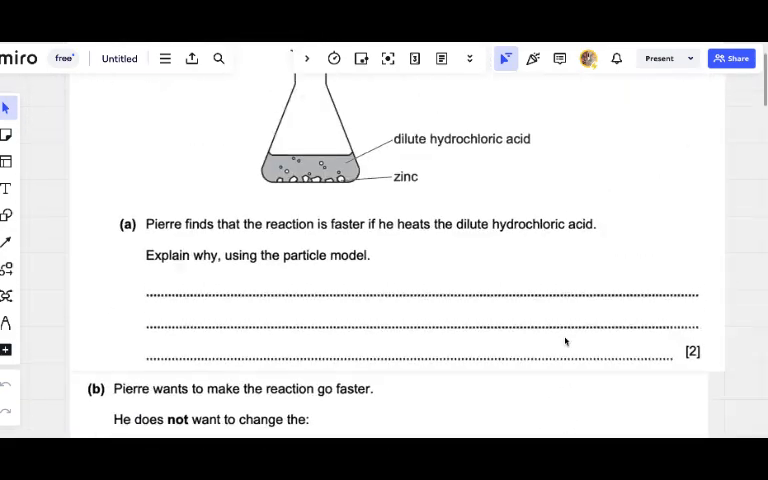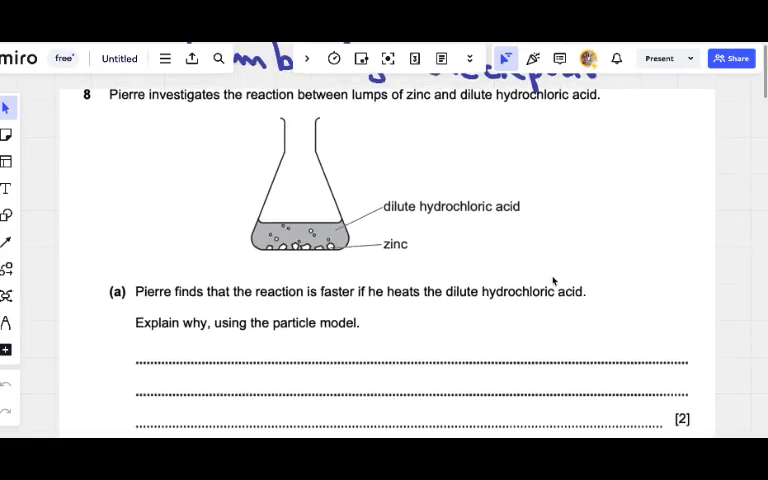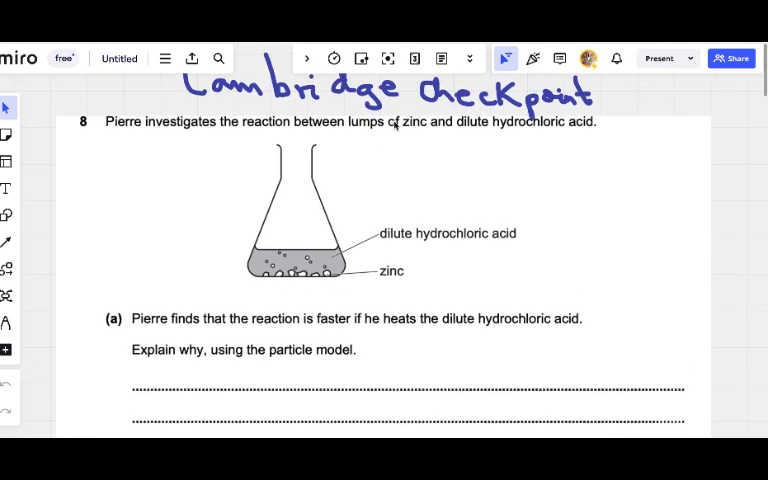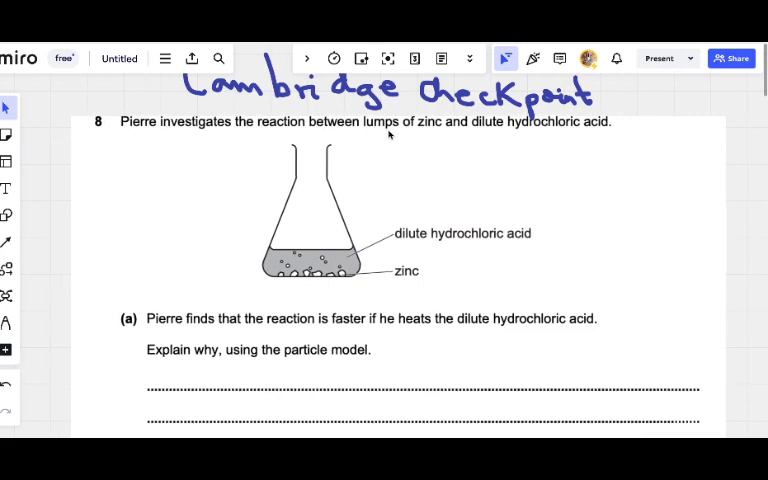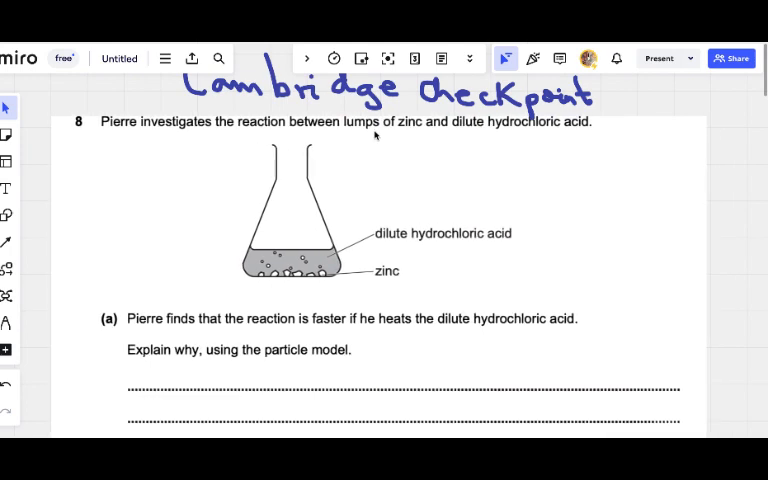The first question is chemistry. Perry investigates the reaction between lumps of zinc and dilute hydrochloric acid. The lump of zinc is solid, right? So he investigated the reaction between the lumps of zinc and dilute hydrochloric acid.